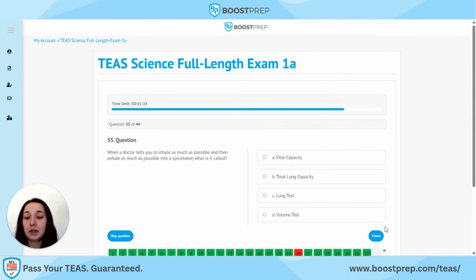Question 35. When a doctor tells you to inhale as much as possible and then exhale as much as possible into a spirometer, what is it called? A, vital capacity, B, total lung capacity, C, lung test, D, volume test.